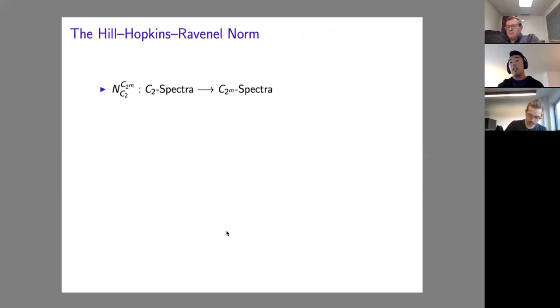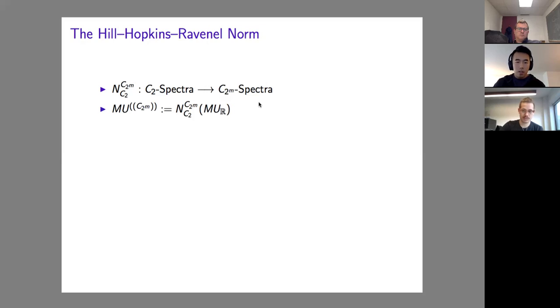Okay, so I talked about the non-equivariant case and the C2 equivariant case. You might ask, what happens at higher groups? At higher groups, there's a functor, the Hill-Hopkins-Ravenel norm functor, which takes as input a C2 equivariant spectrum, and the output is a G equivariant spectrum. C2 is a subgroup of G, and for the purpose of this talk, my group G is always going to be a cyclic group of order 2^m. So I can apply this construction to MUR, and the theory I get is MU_G, which is the norm from C2 to C_{2^m} of MUR.